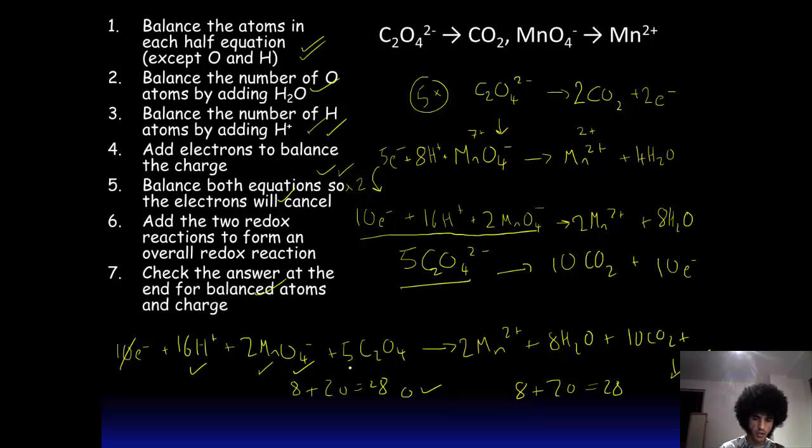Carbon, 5 lots of 2, which is 10, 10 lots of 1, which is 10, so they also balance out. So you can see that all my atoms balance, my charge balances as well, because I've got 16 plus, take away 2, which equals plus 14. If you look over here, I've got 2 lots of 2 plus, which equals 4 plus. So they balance as well.